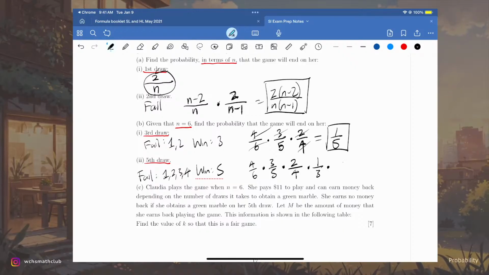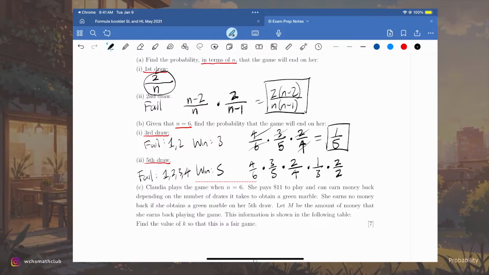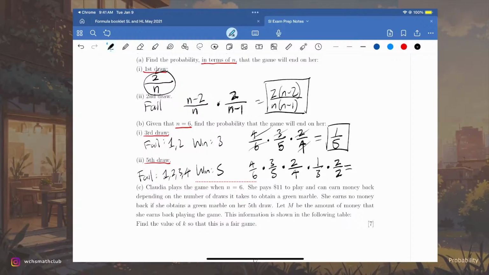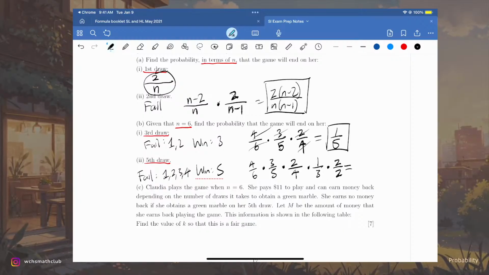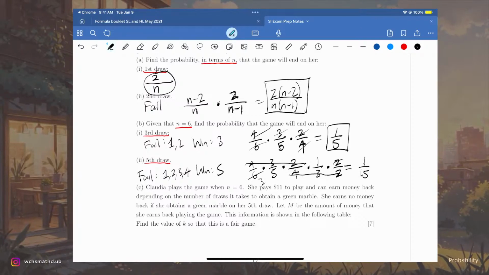And now we have 2 green marbles and 2 total marbles. So that actually means that any marble we draw on our fifth draw has to be a green marble. And multiplying this out, 4 times 3 times 2, you can just cancel this. 1 over 15, and that is our final probability.